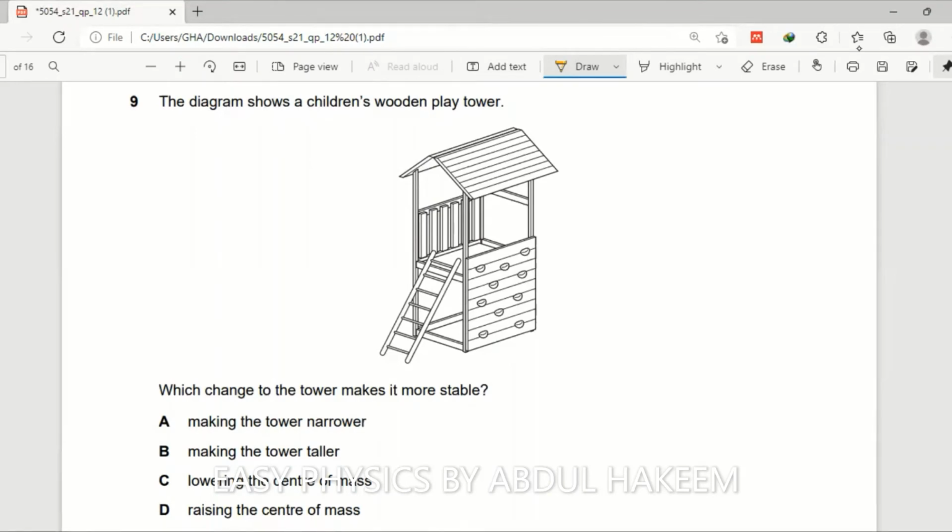Now look, making the tower narrow? No. Making the tower taller? No. Lowering the center of mass? Yes. Center of mass means the center of gravity. And raising the center of mass? No. So C is the answer. By lowering the center of gravity, center of mass, center of weight, we can make it stable. So C is the option.